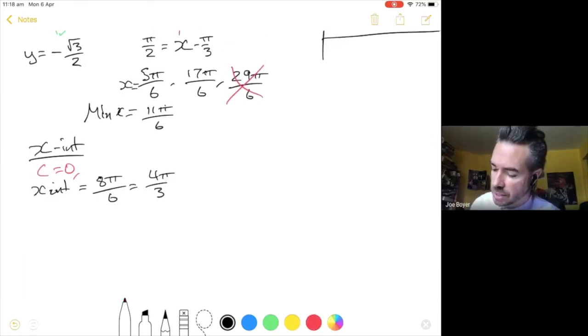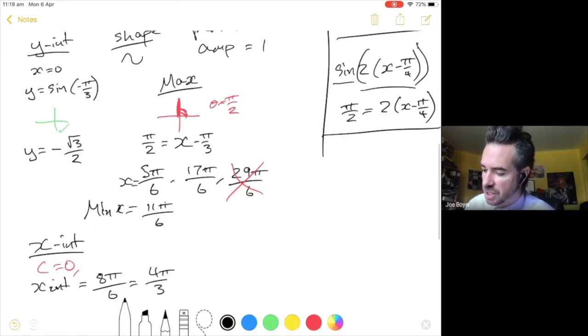So in this case, my x-intercepts are going to be at 4 pi on 3 and also at 4 pi on 3 plus half our period. So 4 pi on 3 plus pi. Whoops, I wrote a 3 there. 4 pi on 3 plus pi, which gives us 7 pi on 3. All right, so we've got enough information to sketch it now.